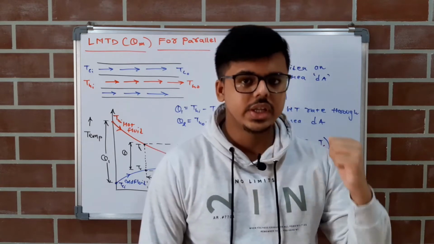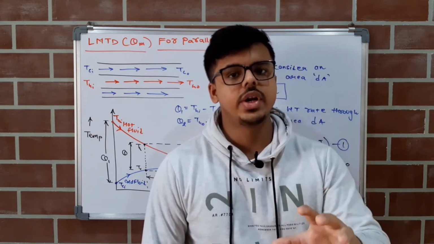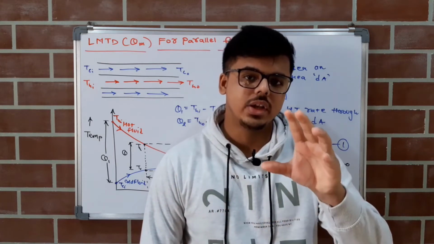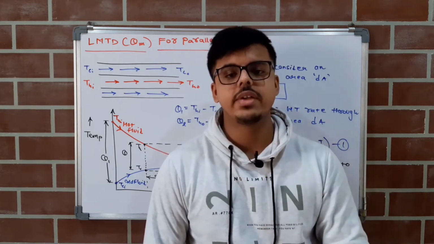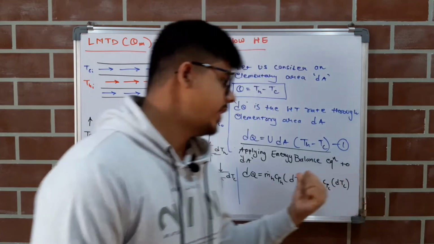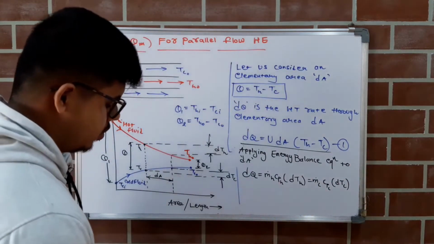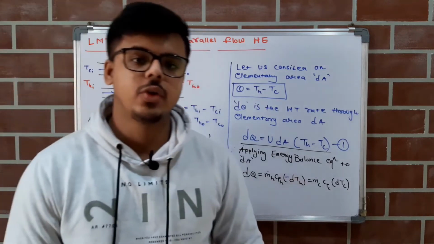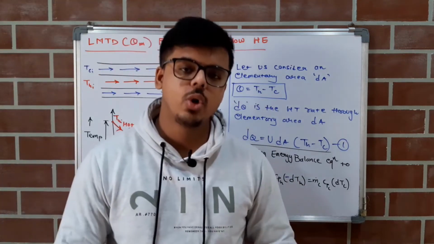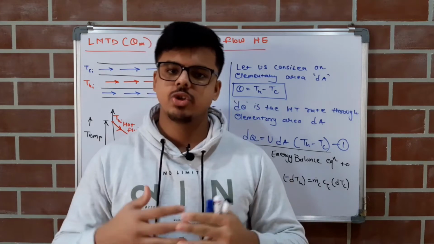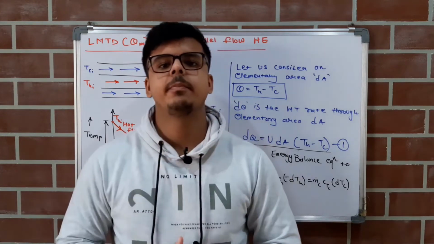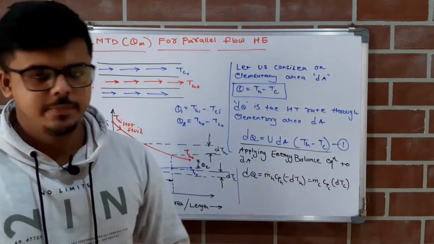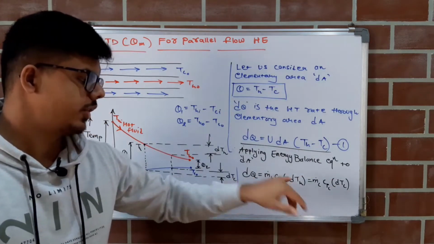Now here the hot fluid is losing heat, so for that we will write the heat lost for the hot fluid as negative. So here we are missing a negative sign, so we will write negative here, because the hot fluid is losing the heat and the cold fluid is accepting the heat. So for the cold fluid the heat will be positive. We are considering the positive heat for the cold fluid, and we are writing the negative sign for the hot fluid.